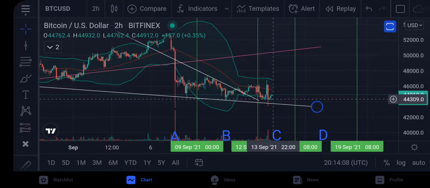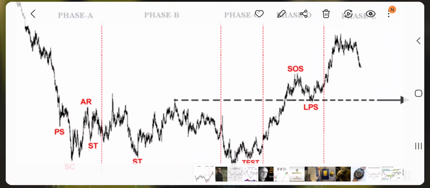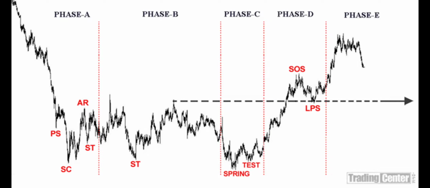But right now, that's what I'm seeing. We're in phase C. Just look at this chart right here. Look at it. Then I'm gonna go back to the Wyckoff accumulation pattern chart right here. Look at the similarities. Look at that. We're in phase C right now in the spring test.